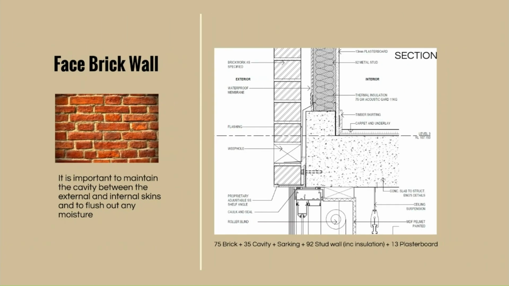Face brick wall is very similar to the hebel wall, which includes 75 millimeter brick, again a 35 millimeter cavity, sarking, 92 millimeter stud wall, plus 13 millimeter plasterboard. And depending on how you would like to, for example, the brick wall would be sitting on a slab or would be overhanging and attached to the face of the slab, the detail can be different. You can see one of those examples here. And as I mentioned before, it's important to maintain that cavity.